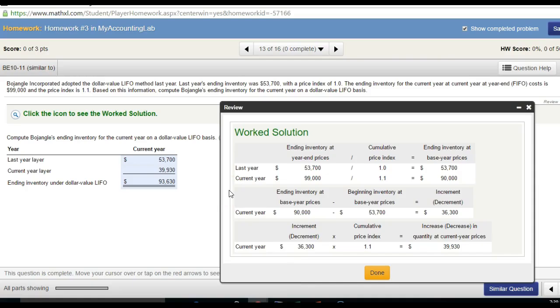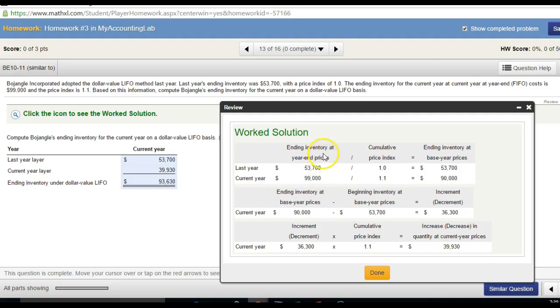It's problem 13 of 16. Bojangles Incorporated adopted the dollar value LIFO method last year. Last year's ending inventory was $53,700, with a price index of 1. The ending inventory for the current year at year-end FIFO cost is $99,000, and the price index is 1.1. Based on this information, compute Bojangles' ending inventory for the current year on a dollar value LIFO basis.